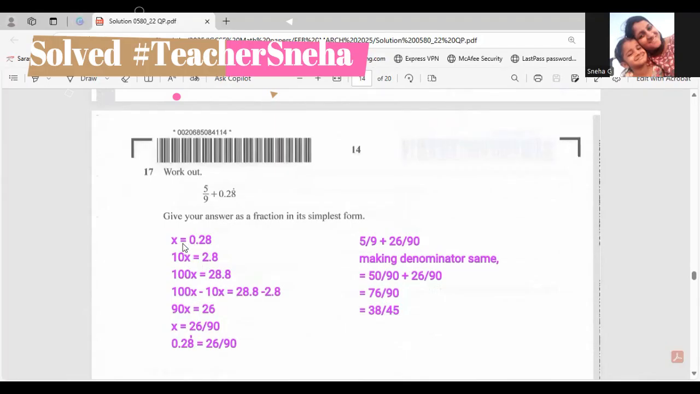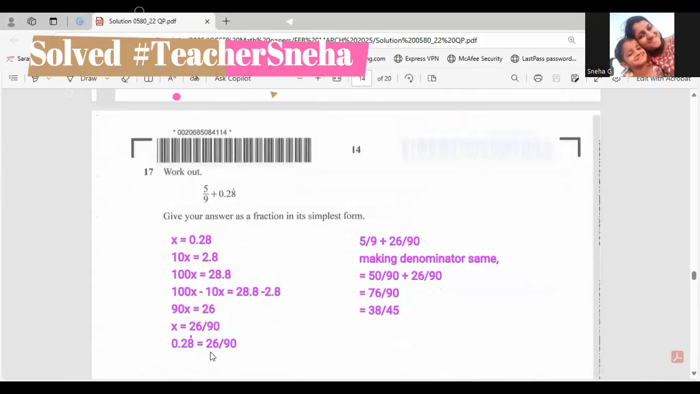We assume the fraction as x equals 0.28 recurring, and then 10x will be 2.8 recurring. Then 100x will become 28.8 recurring. Now we subtract 10x from 100x, which gives us an answer of 26. So the x value comes as 26 divided by 90. So 0.28 recurring converted to a fraction is 26 upon 90.